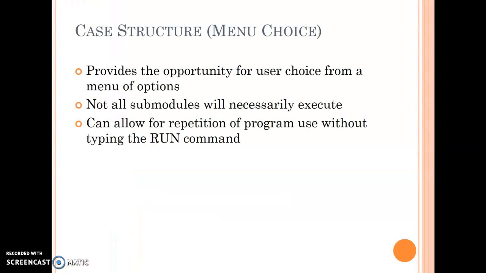So in this part of the chapter, we're going to talk about the idea of case structure and giving choice to the user with regards to what they want the application to do. We will frame this as giving the user a menu of items to choose from, and based on that choice, it will then perform a certain set of actions. This case structure provides the opportunity for user choice.